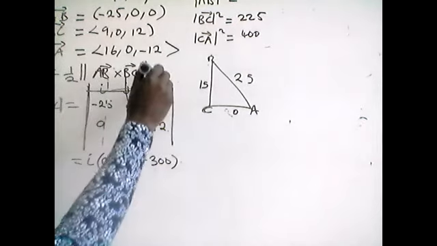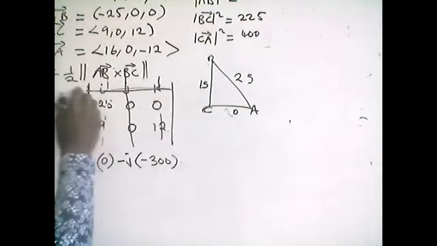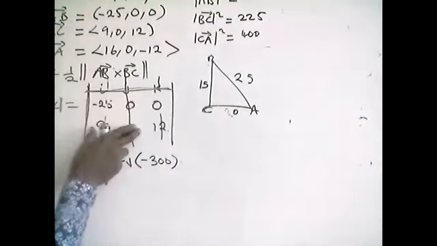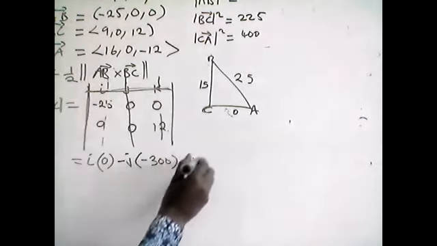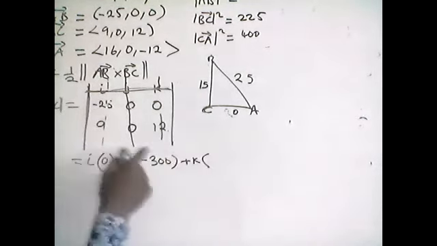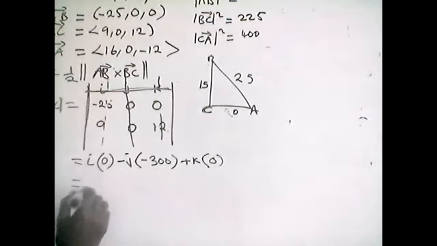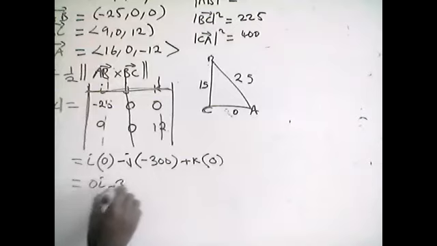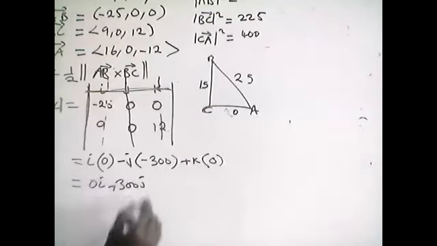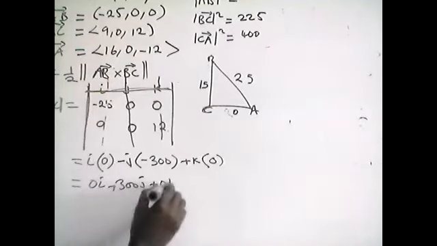Then in the last, we delete k, and then that part. So I'm going to remain with this part. So it is plus k. So we have 25 minus 0, so it will just give us a 0 there. So we have 0i minus minus, which is plus 300j plus 0k.